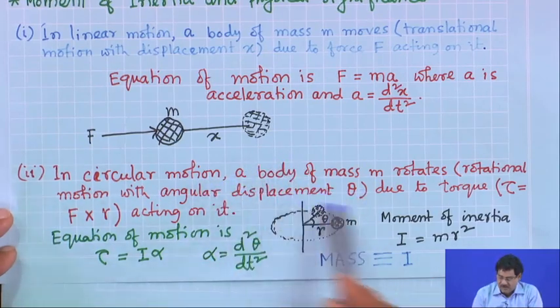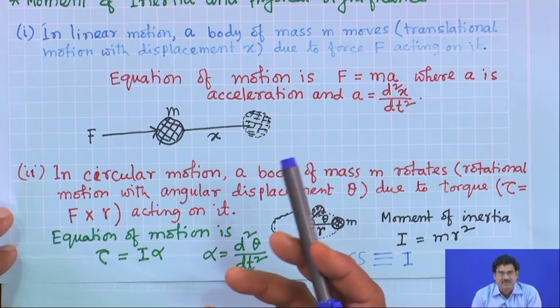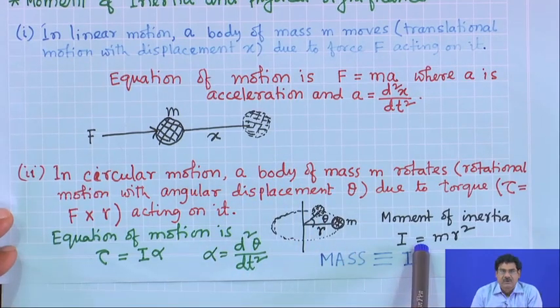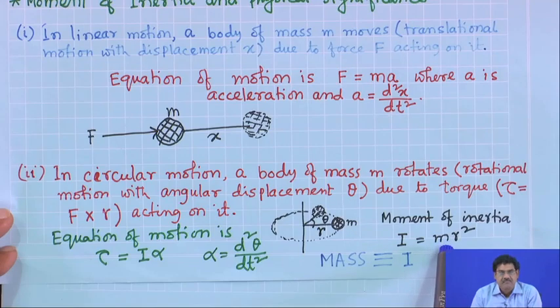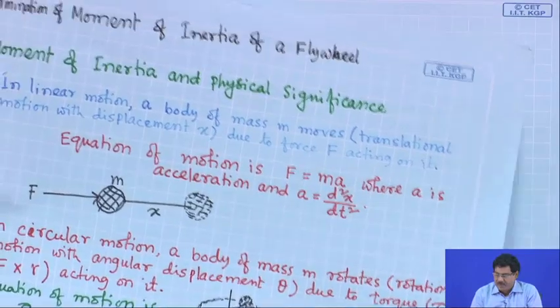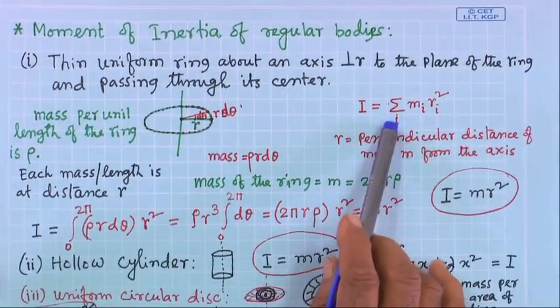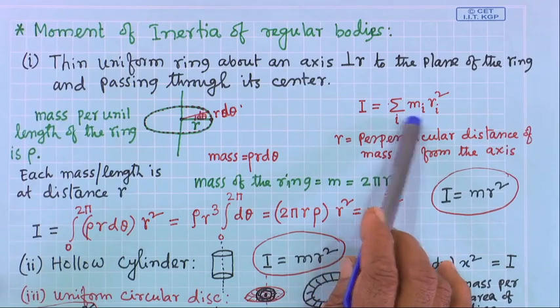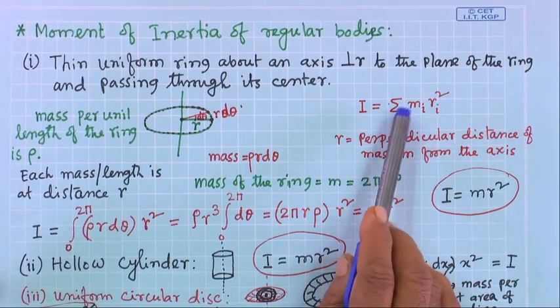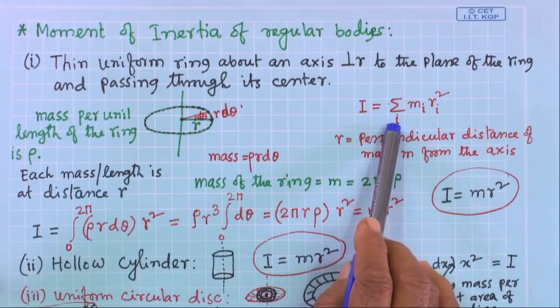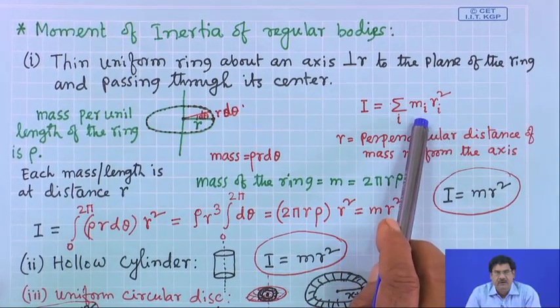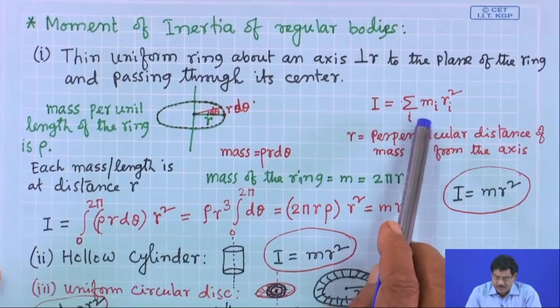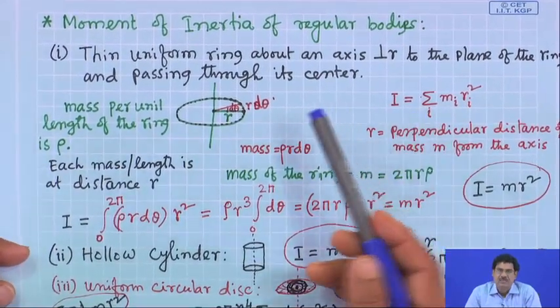If you have a system of masses having different masses at different distances, then the moment of inertia of the system will be I equal to summation over m i r i square. So, basically the definition of moment of inertia is I equal to summation over m i r i square. This summation over i is for the different masses.